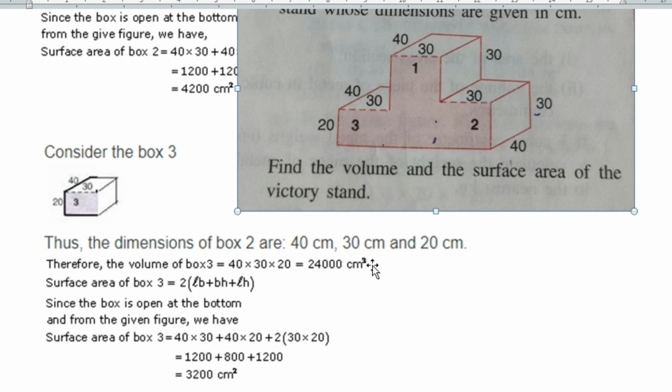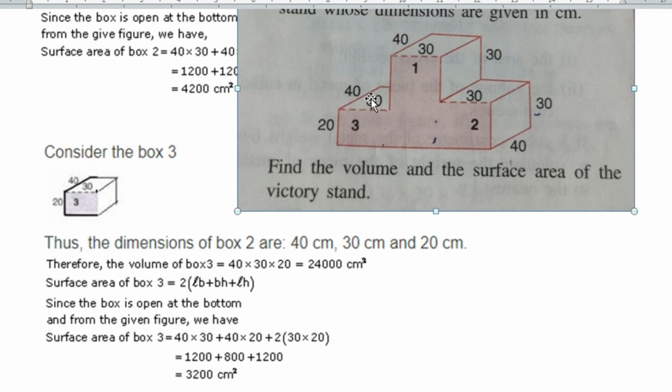Now total surface area. Surface area of top: 40 is length, breadth is 30, so top is 40 into 30. Then this part is 30 and this is 20, so the front part is 30 into 20 and the back part also 30 into 20, so 2 times 30 into 20. Now the left side is 40 length and 20 breadth, so this is 40 into 20.